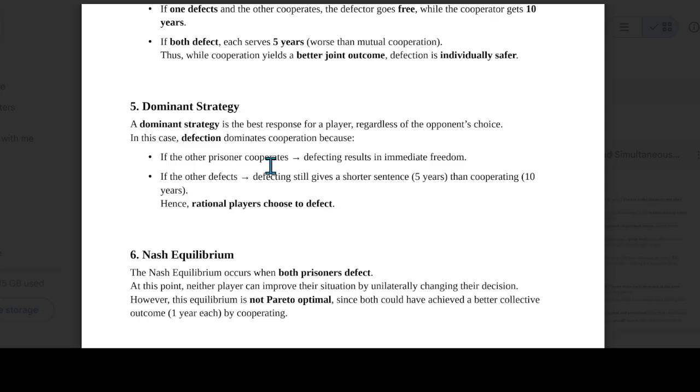So basically, defection is dominant. Okay, in this scenario, defecting is better than cooperating because if the other cooperates, defecting will give freedom. If the other defects, defecting will give a smaller punishment. Okay, my dominant strategy is to defect. So if the सामने वाला chooses to cooperate, defecting will give me freedom. If the सामने वाला also defects, then defecting will give a smaller punishment. So over here, dominant strategy means that the rational player should choose to defect.